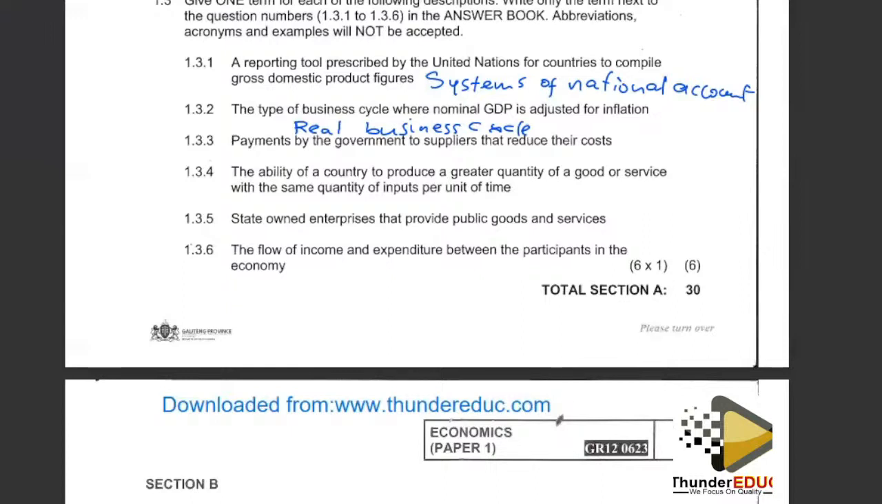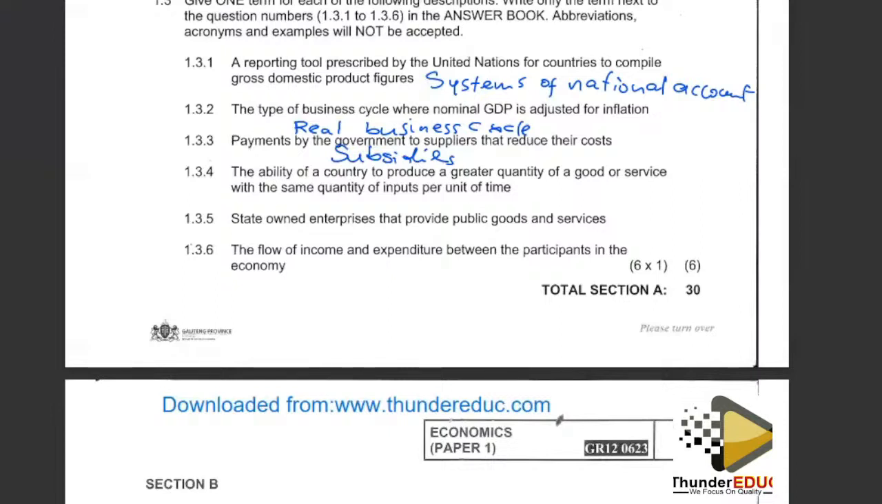A subsidy is a set amount that the government pays to producers or suppliers or sellers of goods and services on behalf of the customers. So in this regard, our appropriate answer is going to be subsidies. I already explained what subsidies are. Okay, right, great talks. So now let's move on to the next question.